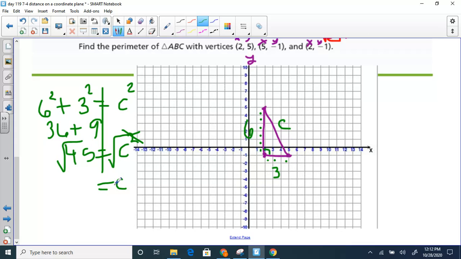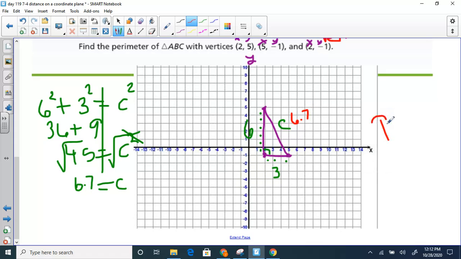And to get c alone, we undo squaring by square root because they cancel out, they're opposites. And in my calculator, I'm going to do the square root of 45, and I get 6.7. I'll round it to the nearest tenth because that was an irrational number that popped up. I'm going to also put 6.7 right here on my diagram.